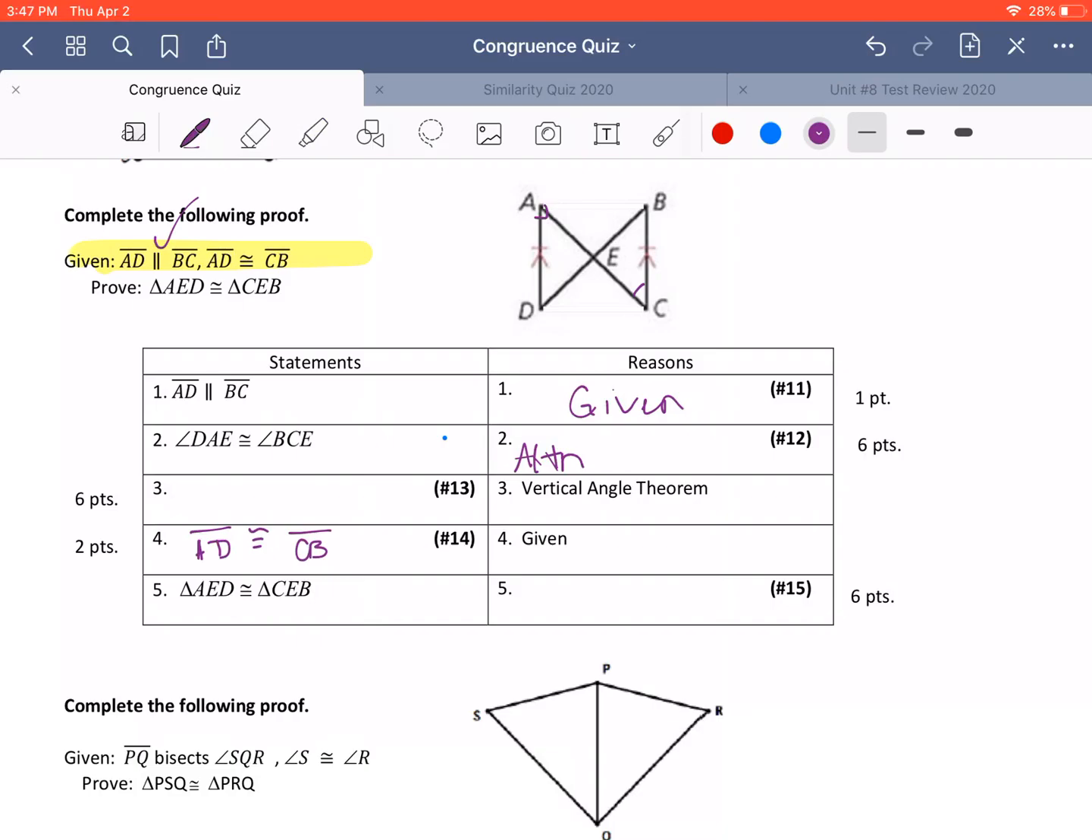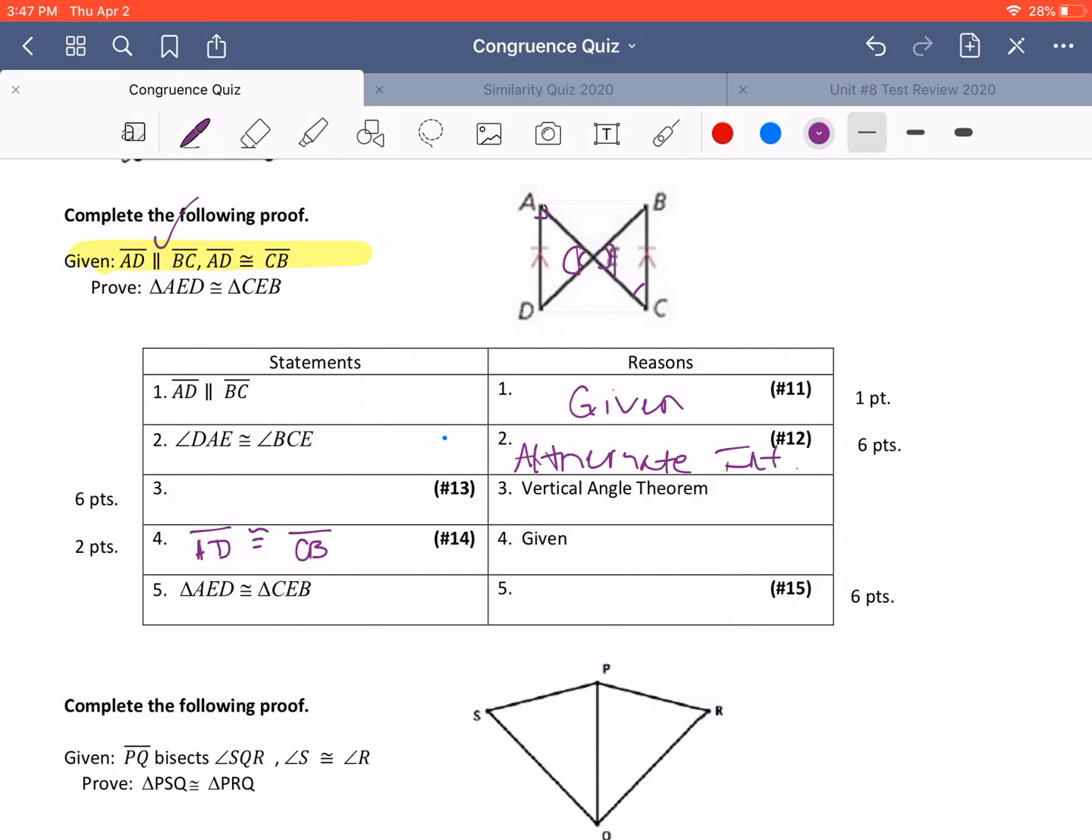Or just alternate interior. I cannot write with this pen. I'm just going to, okay, alternate interior. Because they are parallel lines, so they're alternate interior angles, which means they are congruent. Then it says vertical angle theorem, which has to be these two because they're across from each other. So those are congruent to each other.